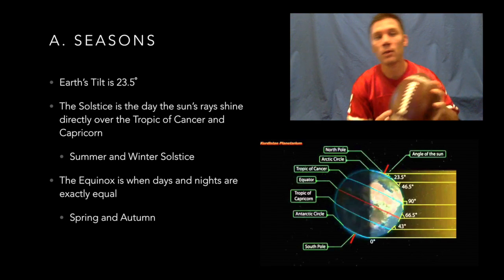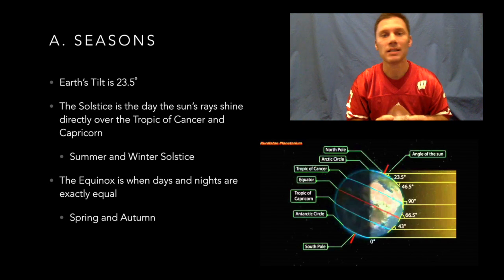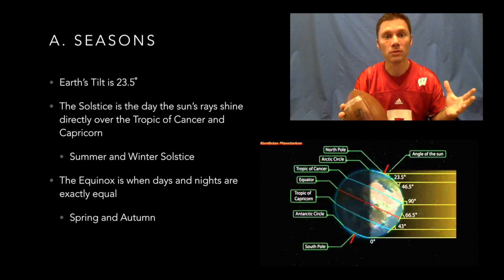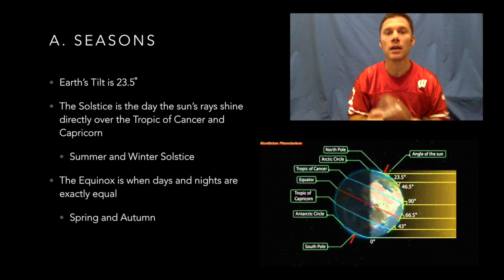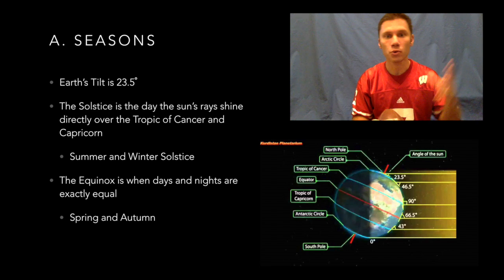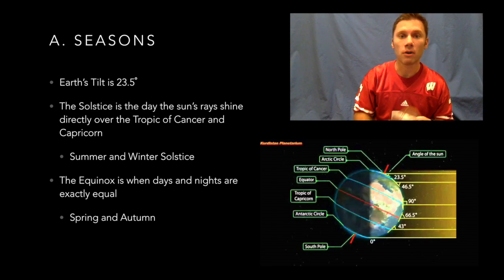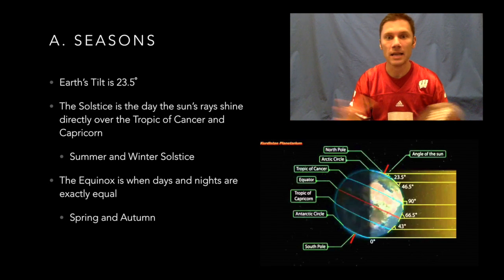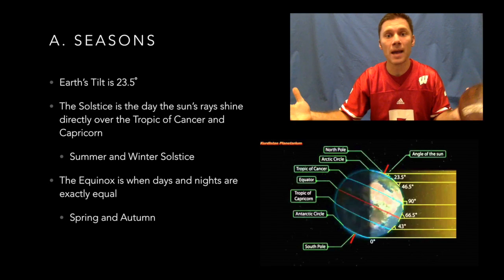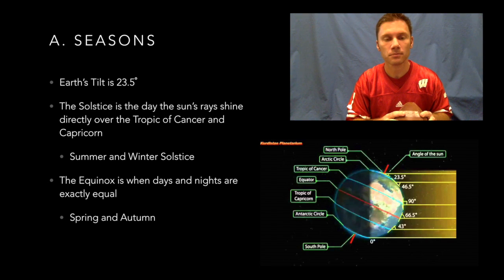And then we also need to know equinox. That's a second one. Equinox happens when the days and nights are exactly equal. So equal is equinox. And this marks the start of spring and autumn. March 21st is our date that starts spring. September 23rd is the start of autumn, and the days and nights are exactly equal. So once we get past those days, they either begin getting longer or shorter.